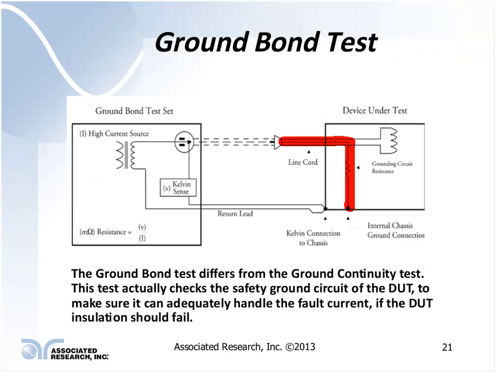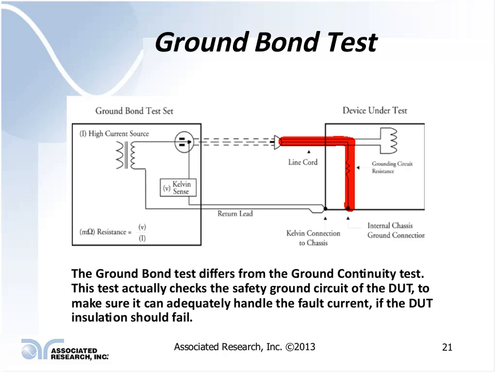This is coming up in many standards. So if I can plug my product into a 40 amp receptacle or a 20 amp receptacle, that could carry potentially 40 amps of current for 2 minutes. I have to do a 40 amp ground bond test on my product unless my product is fused.